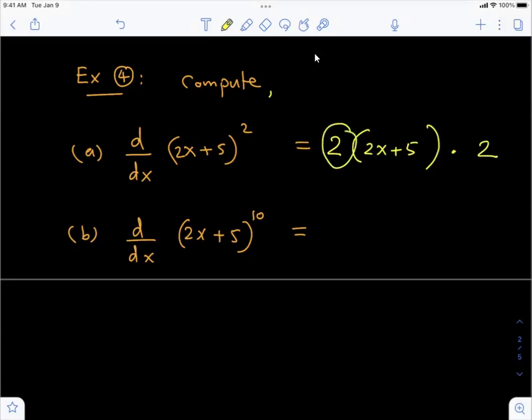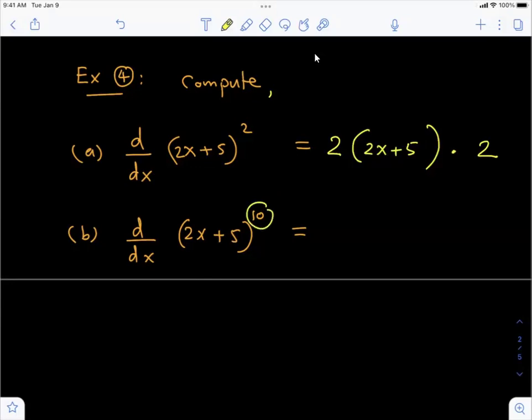This 2 is coming from the power rule. This 2 is coming from the derivative of the inner function. Now, look at this example. When you take the power to the 10 of a binomial, here also you can expand it to a polynomial if you like. But good luck with that, because it's going to be a tedious computation, which I'm not planning to do. Instead, let's use the power rule. Let's use the chain rule right away.